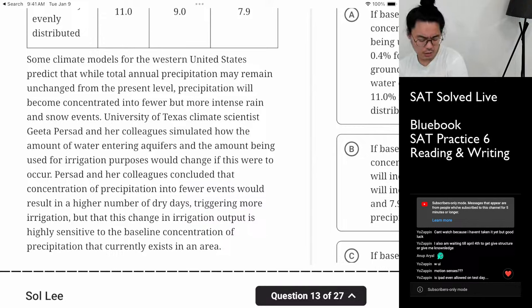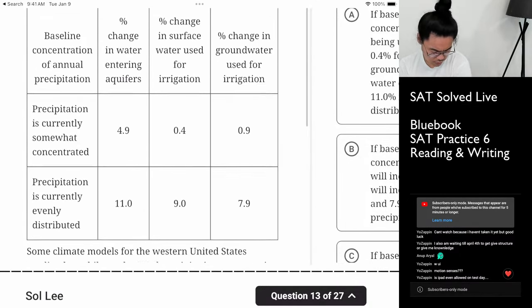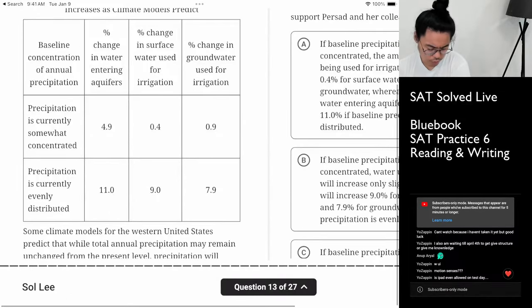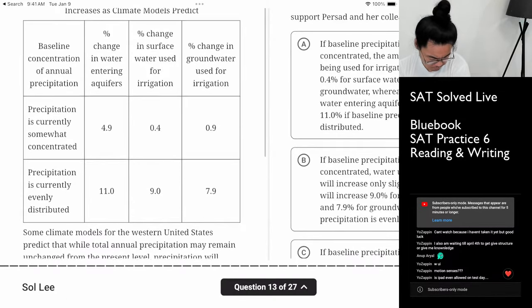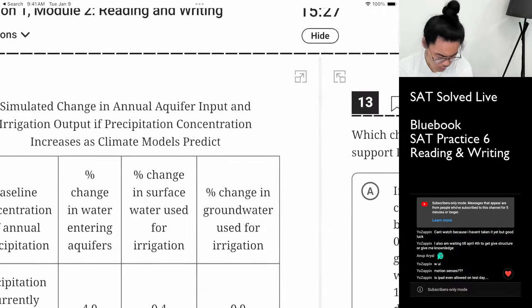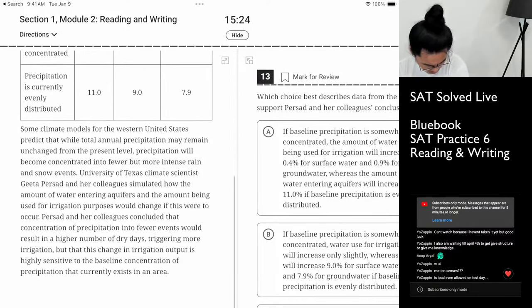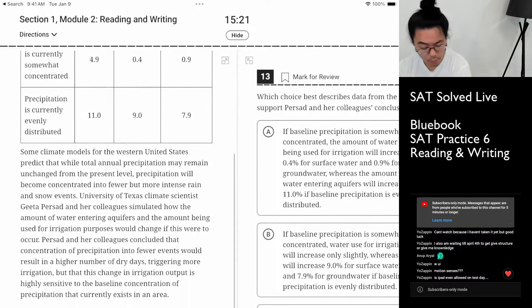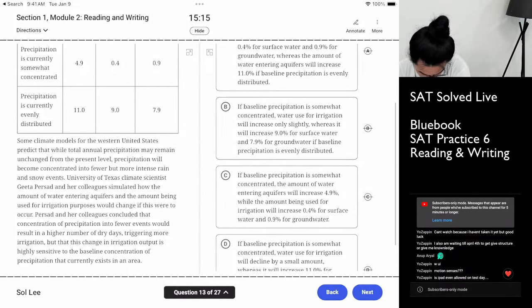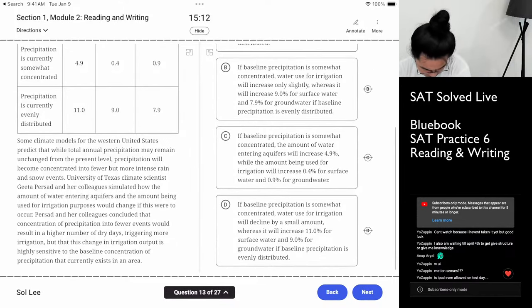But this change of irrigation output depends on the baseline concentration of precipitation, okay? So here's the baseline concentration. We're focusing on the irrigation, and we're going to talk about the water, and we are seeing a big difference, 0.4, 0.9, 9, and 7.9. And the baseline concentration is that if it's currently evenly distributed, then when the precipitation concentration happens, we're going to have a lot more irrigation. Okay, I don't really understand. Okay, they all start with the same clause.